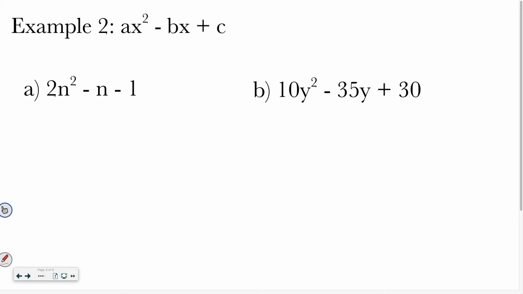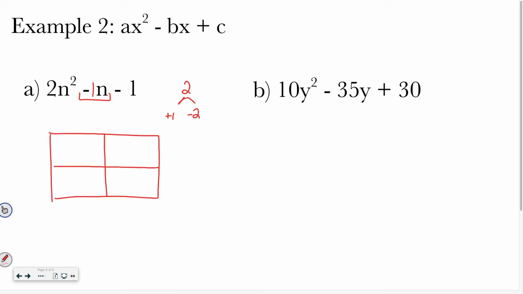All right, let's take a look at example 2, where we have some subtraction happening in our formula. So again, I start by multiplying the first and last term. So I have 2. My factors of 2 are just 1 and 2 because 2 is prime. And I know that they need to add up to a negative 1. So that means my 2 needs to be negative, my 1 needs to be positive. So if I draw my box, I have my 2n squared, and I have my negative 1.